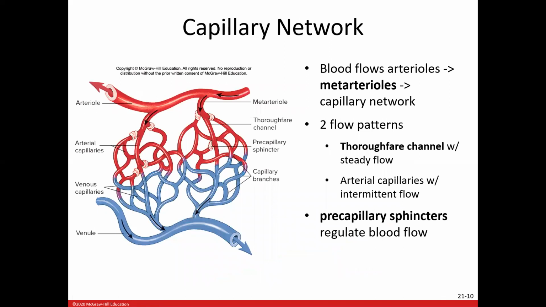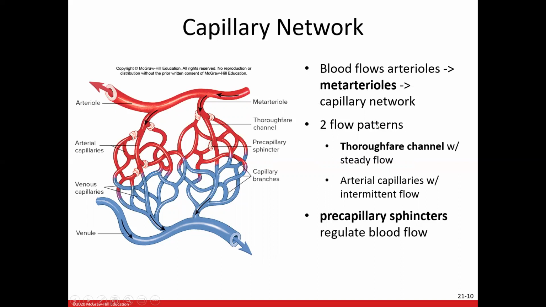Okay, so the capillary network itself has a couple different pieces to it. So if we look up top in this diagram, we have your arteriole right here. That's the smallest form of the artery. It still has oxygenated blood in it. And that's going to pass through a smaller subpiece called the metarterioles into the capillary network. So arterioles to metarterioles.